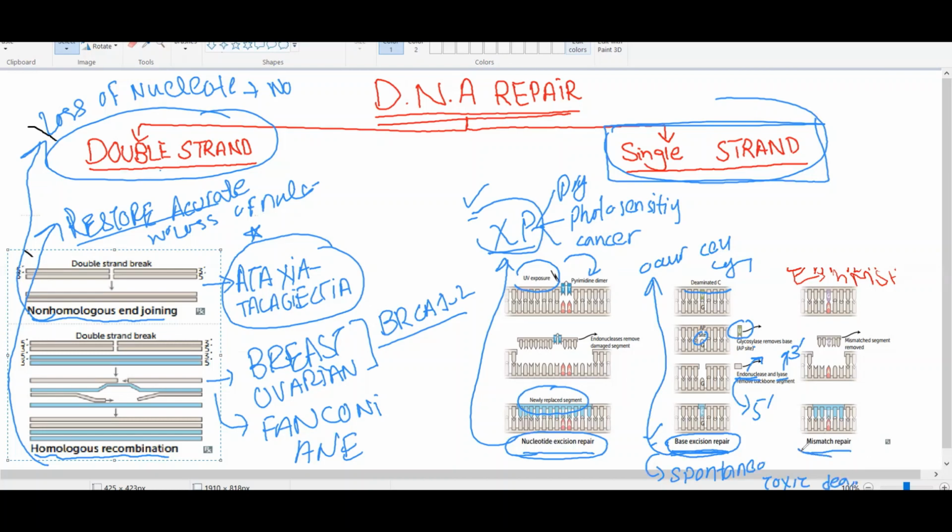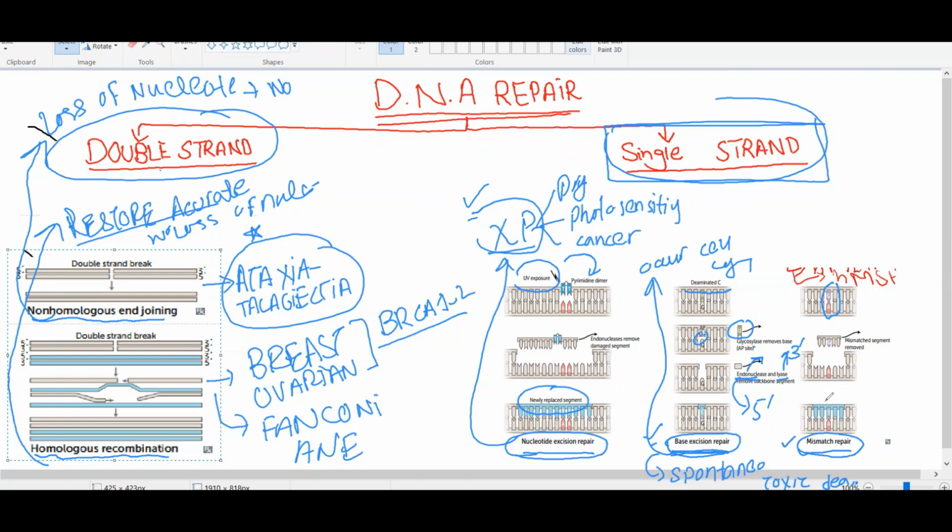Now the last one is the mismatch repair. Mismatch repair is basically where the nucleotides are mismatched. Here the nucleotides are mismatched because G should bond with cytosine, but here guanosine is formed with adenine. So this is a mismatch. So this mismatch segment is removed and the new segment is formed.